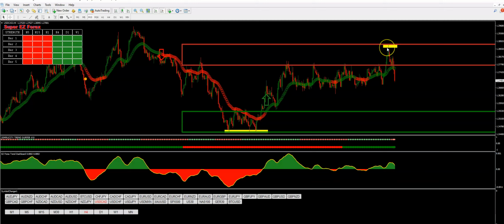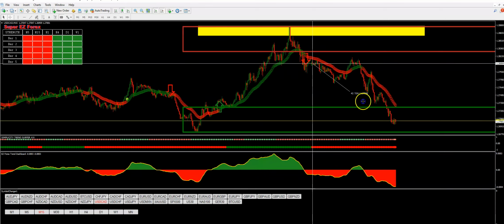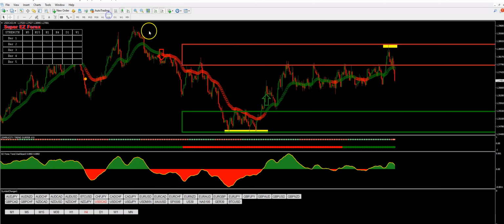But here, this one, I don't want it. Yes, it worked out fine, and yes, it made pips, 113 pips, but I still didn't want it. Why? All right, here we go. The reason I don't want this one is because it is not established.